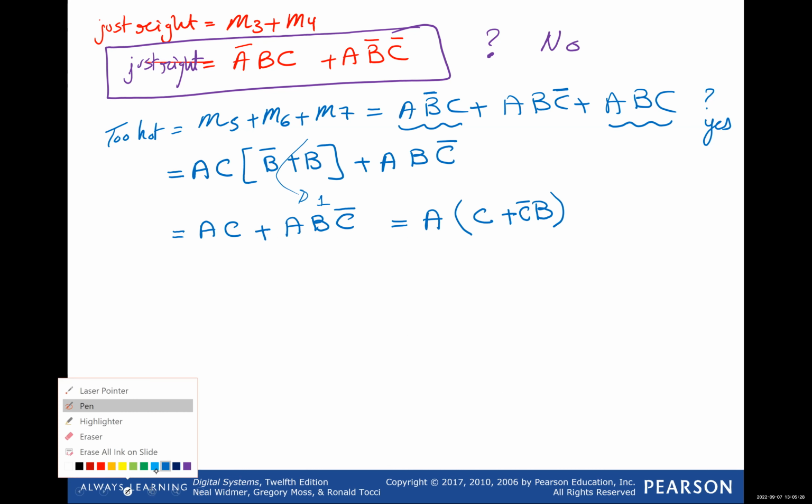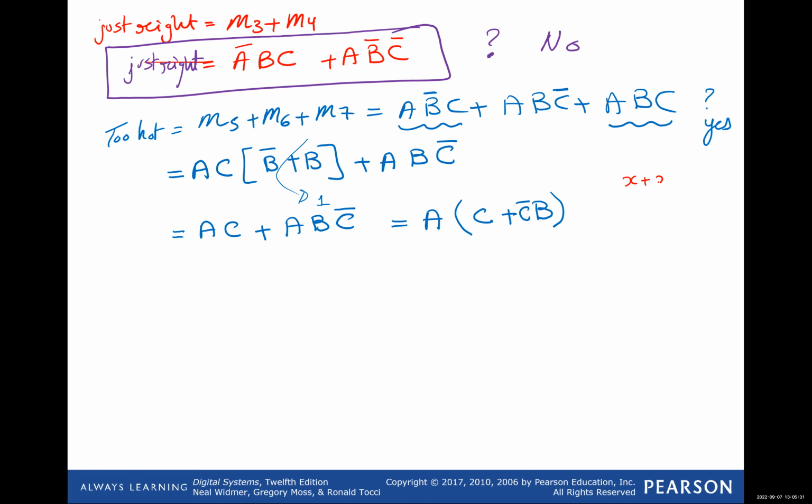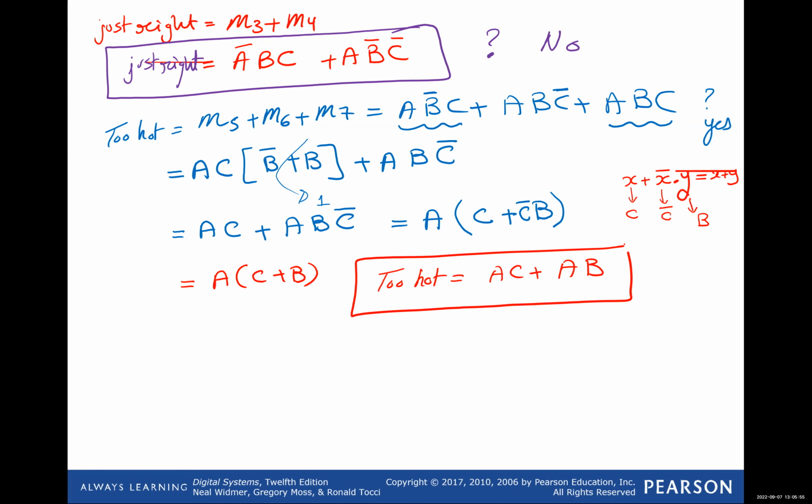Now this is following the golden rule that says that any variable ORed with the complement of that variable that has been ANDed with another one is X or Y. So your X is going to be the C and your Y is going to be the B. And therefore, it's going to be A, C plus B, or in other words, your too hot output is going to be AC or AB. So those are the 3 equations for your 3 outputs of the system.